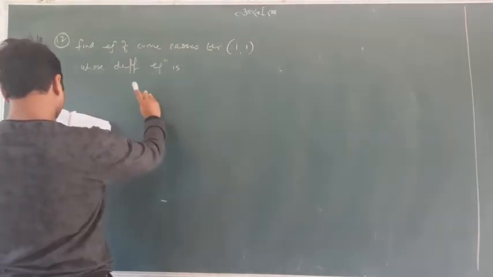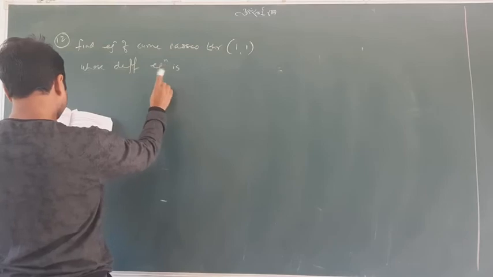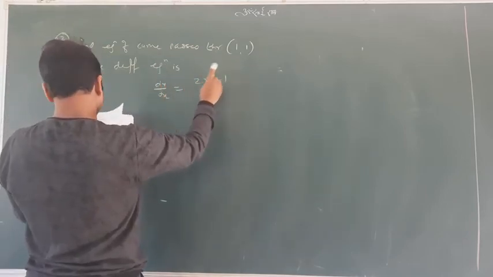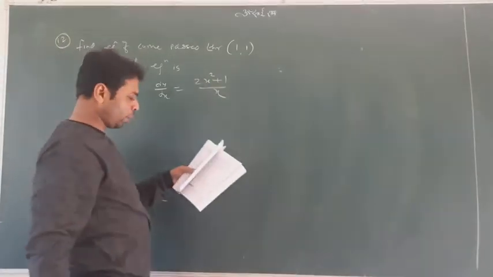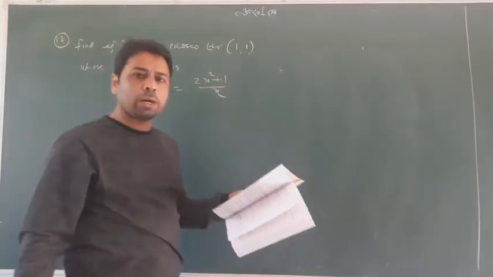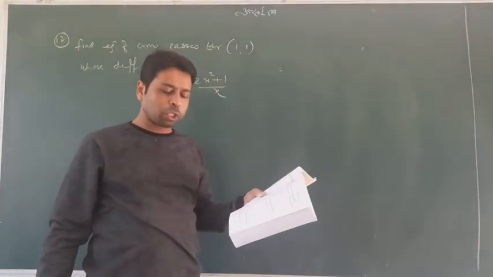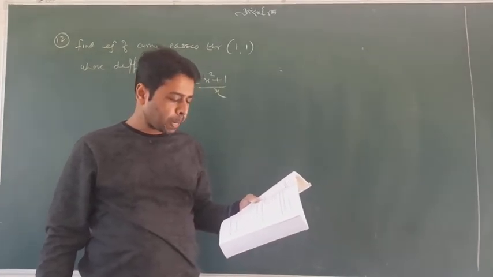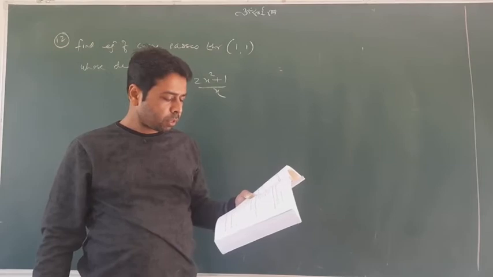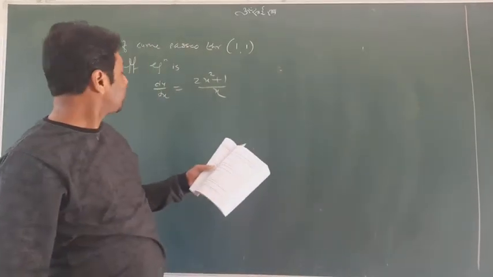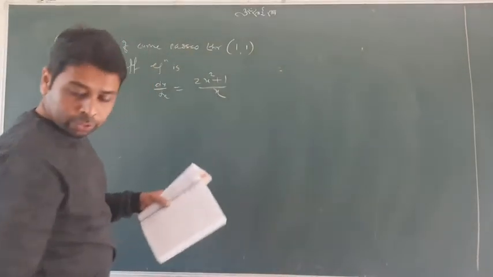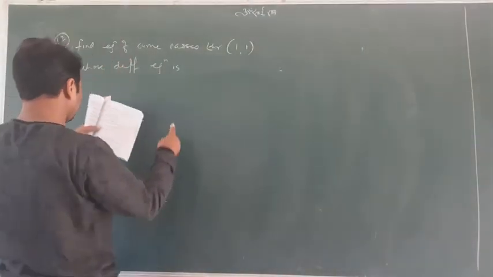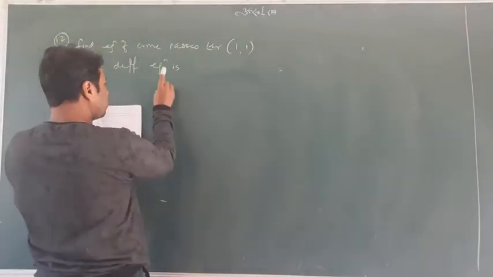It should be dy by dx is equal to 2x square plus 1 upon x. This is the equation. So it's a misprint there, a very heavy misprint. No, it is the correct answer. Okay, so I got it wrong. It is the correct one. Let me clear the situation. I was looking upside down actually, so I got confused.